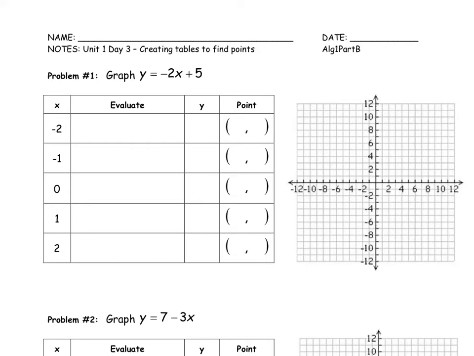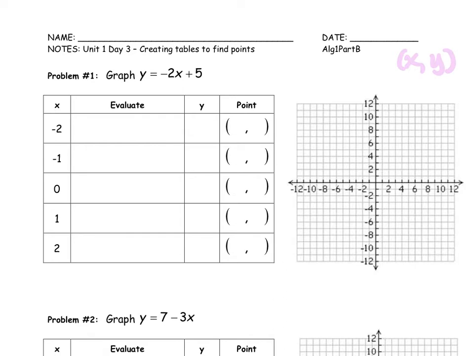Hey everyone, in this video we're going to talk about creating tables to find points on a graph. So in the first day of the unit we talked about this coordinate plane, the quadrants, what a coordinate pair was, what the point x comma y was, and where to plot it on the coordinate plane.